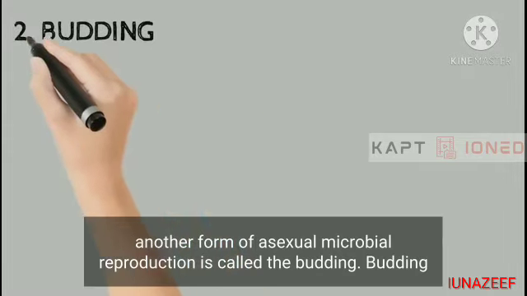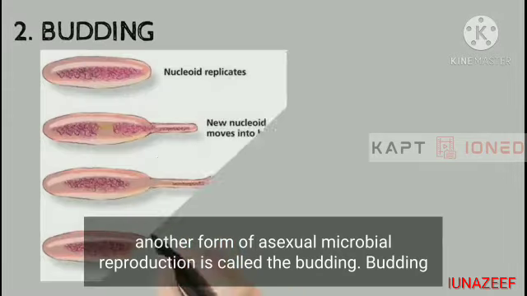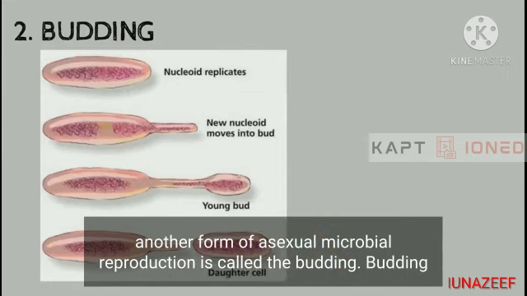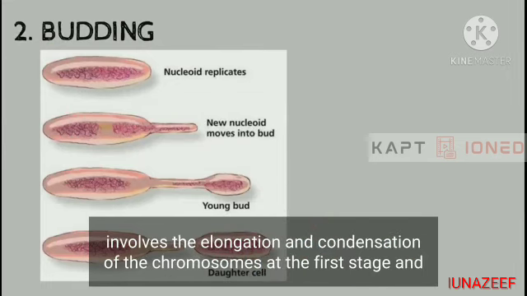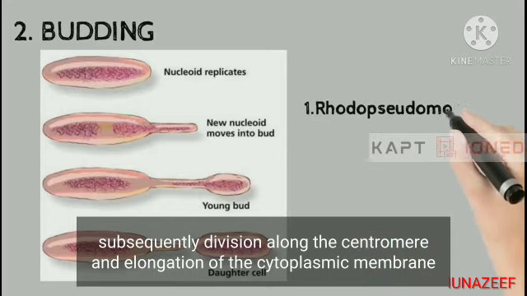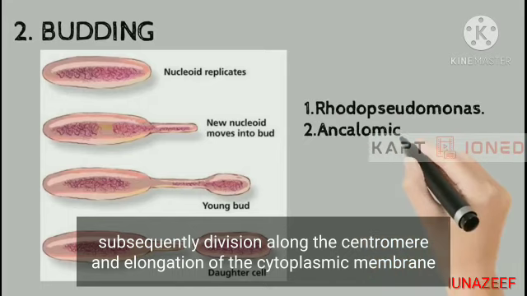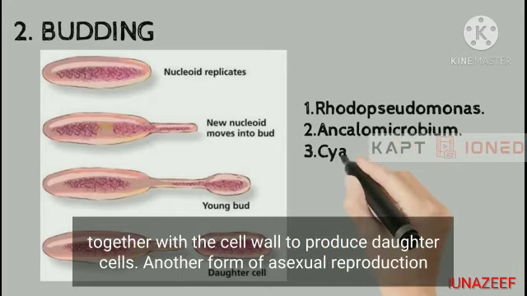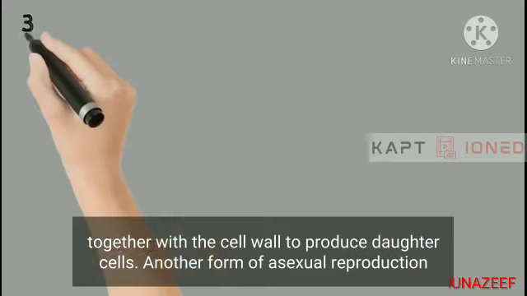Another form of asexual microbial reproduction is called budding. The budding involves the elongation and condensation of the chromosomes at the first stage, then subsequently division along the centromere and elongation of the cytoplasm membrane together with the cell wall to produce a bud.